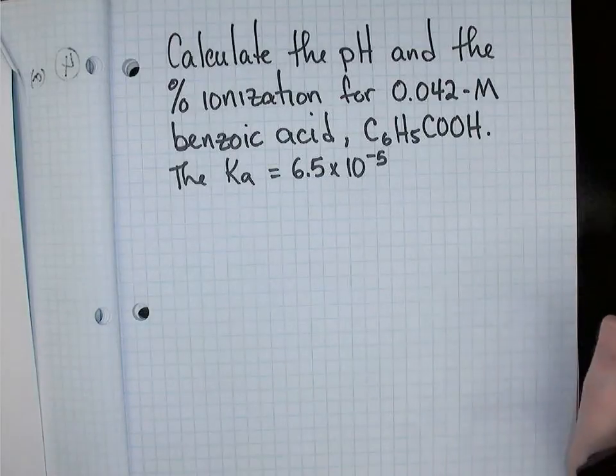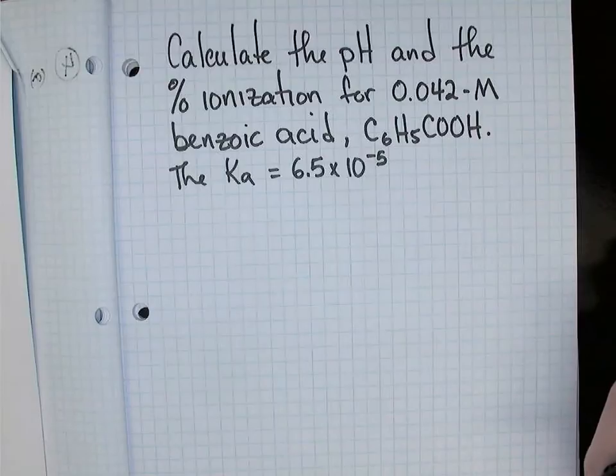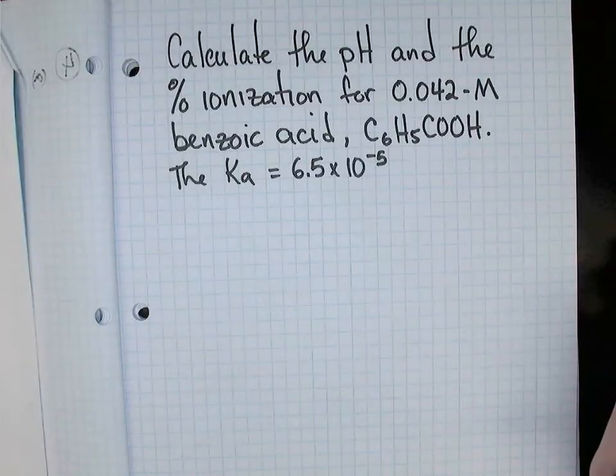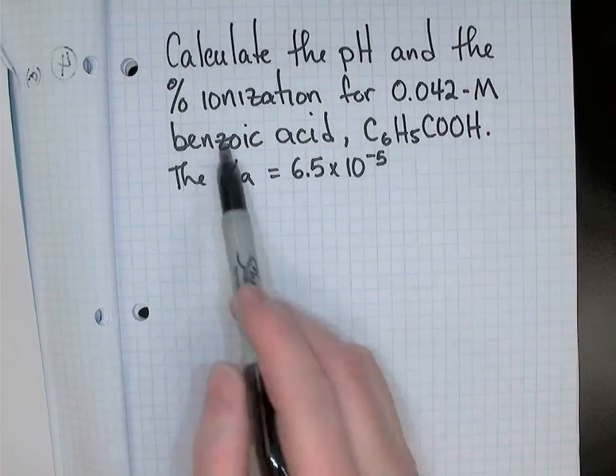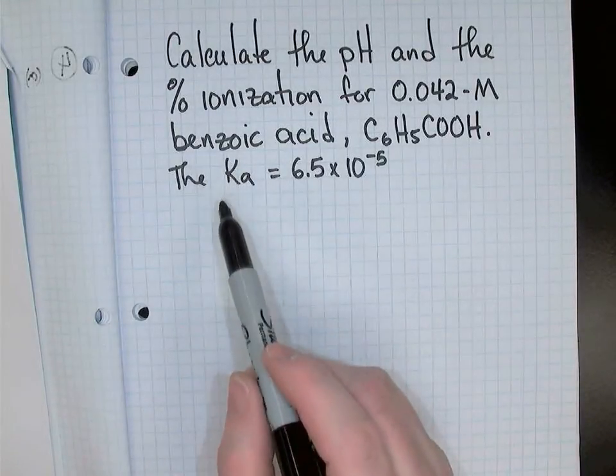In this video, we're going to take a look at how to find the pH and the percent ionization for a weak acid, a weak monoprotic acid. The question is actually question 30 in your homework booklet. I've added just one piece to the problem, the percent ionization.